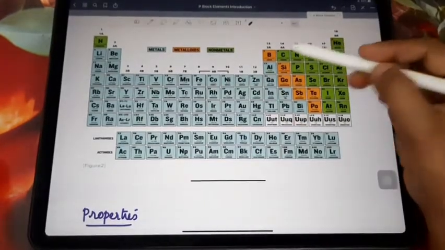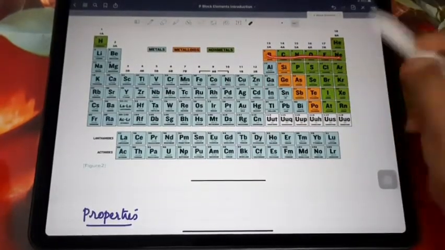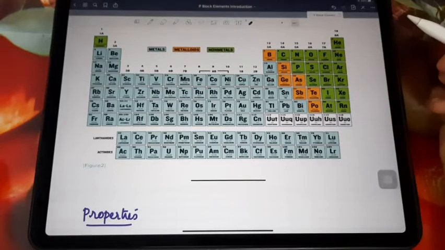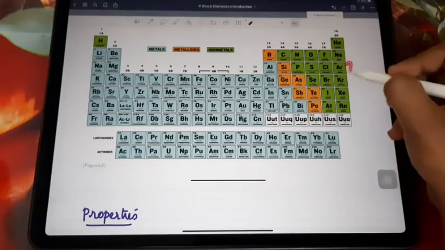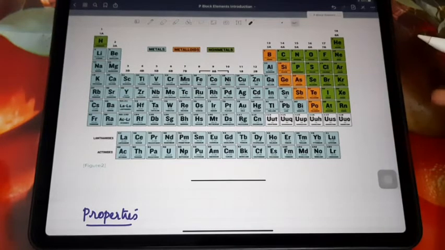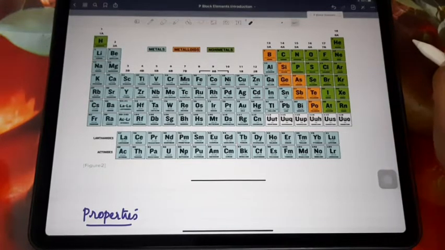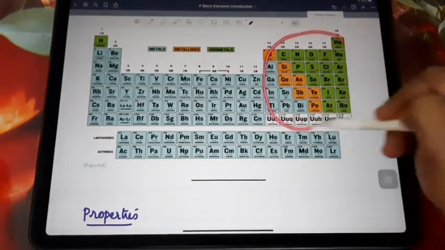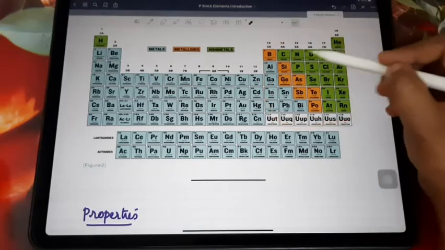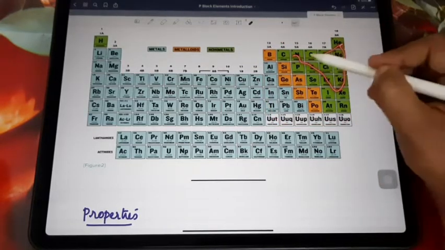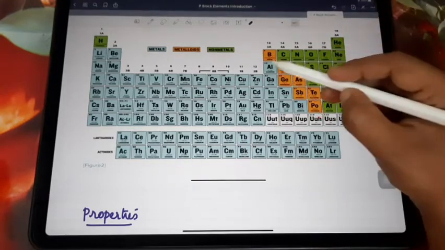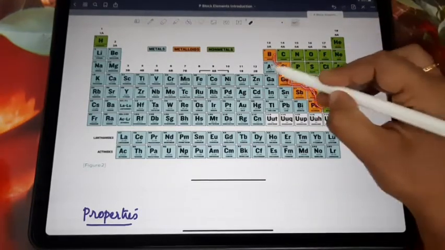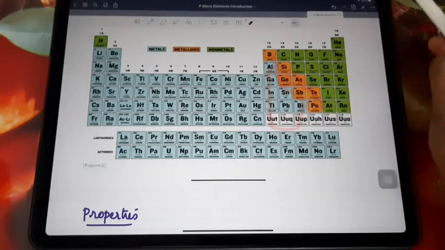When you compare, you can understand that in the second period you can see only the p subshell, that means absence of d subshell, but from the third period onwards you can see d and f subshells. Not only that, in the P block, the green color portion indicates non-metals, the orange color portion indicates semi-metals or metalloids, and this part indicates metals.